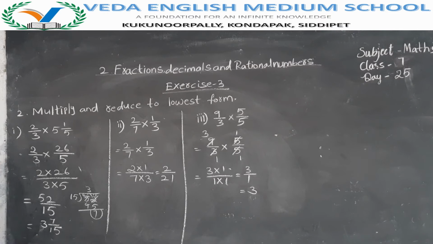If it is an improper fraction. What is meant by an improper fraction? In an improper fraction we have a greater numerator and a smaller denominator.